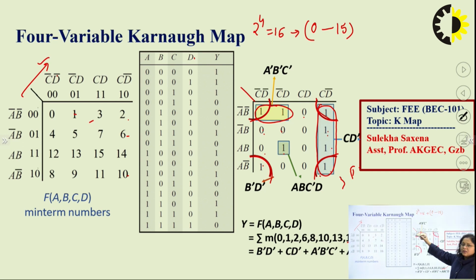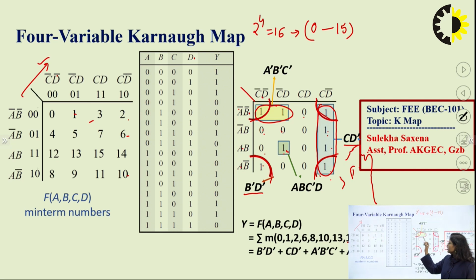As we can see from the left side, A bar and A both terms are there, so they will be cancelled out, and B bar and B both are there, so B also will be cancelled out. So we will take only C, D bar for this vertical quad. Now for the 4 corners, when we check from the left side, A bar and A will be cancelled out, so B bar will be there, and from the top side C bar and C will be cancelled out and D bar will be there. So the resultant expression will be B bar, D bar.